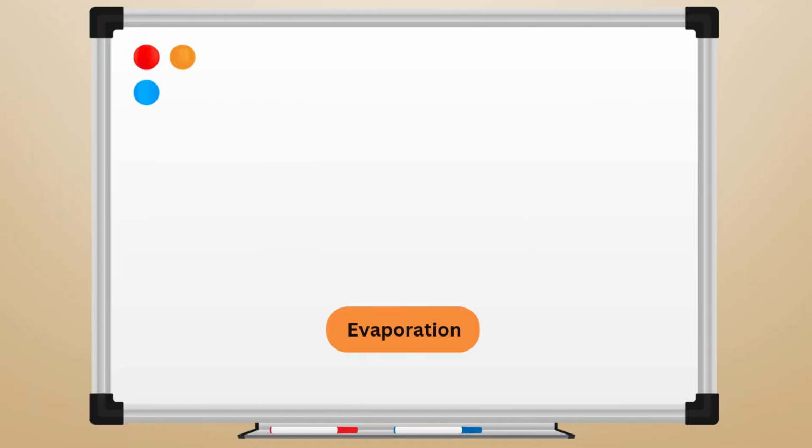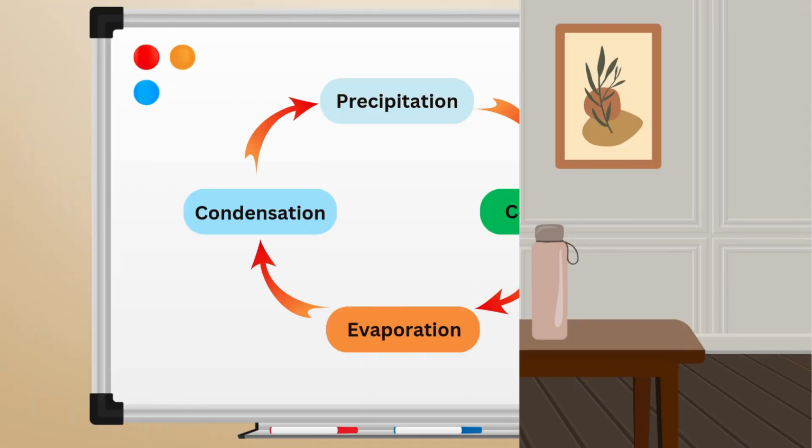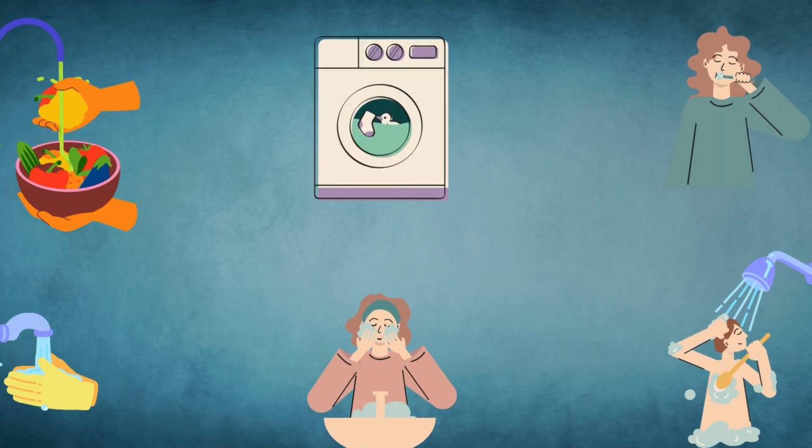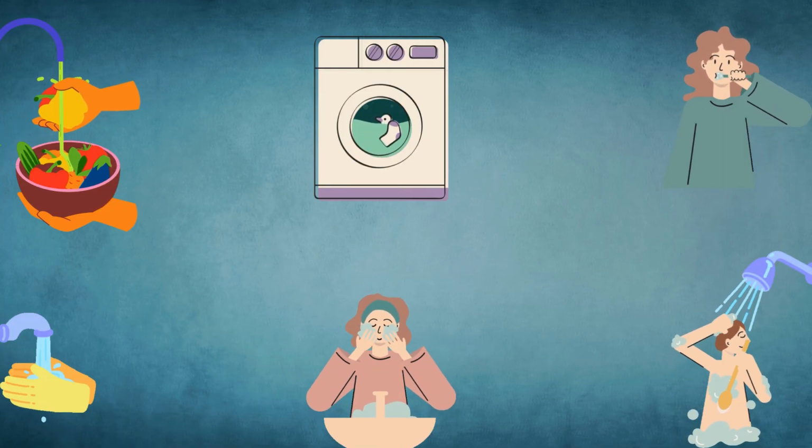The water cycle is always happening all around us. It's why we have fresh water to drink and use every day. Without the water cycle, life on Earth wouldn't be possible.